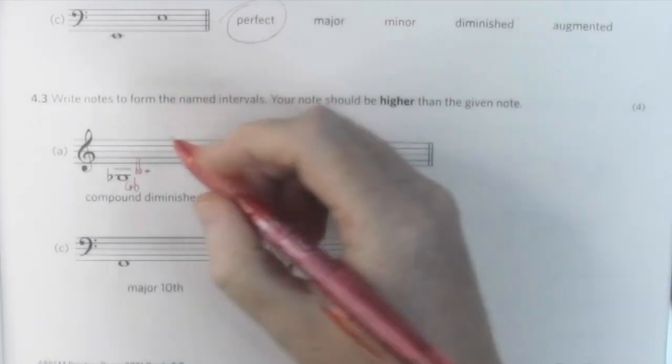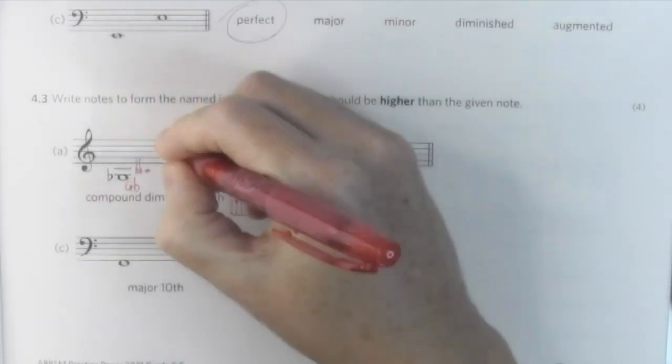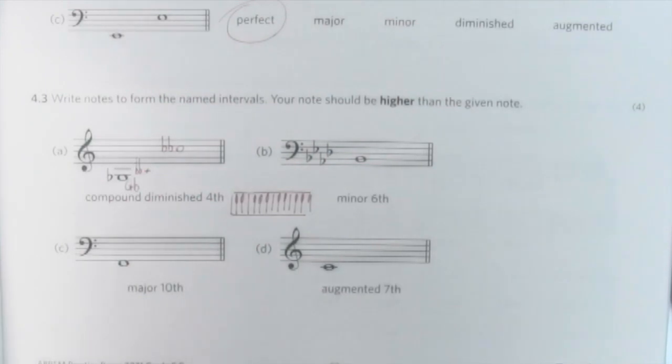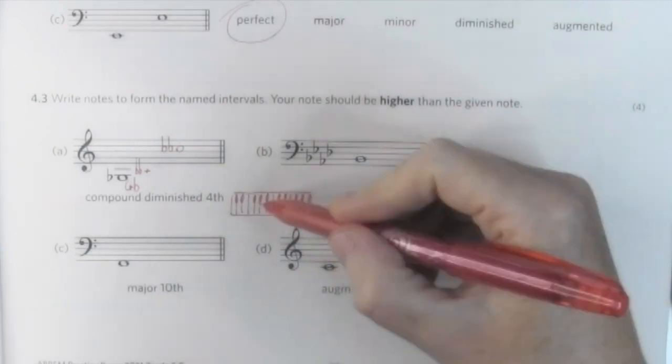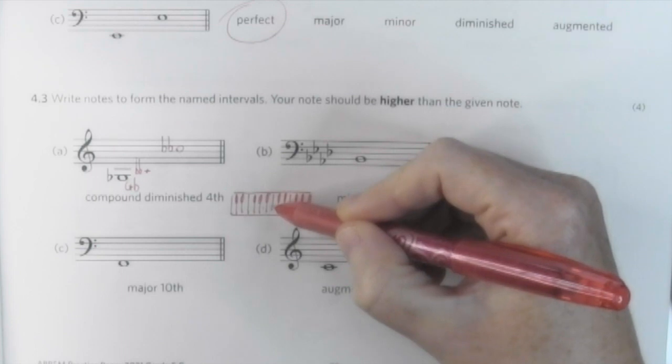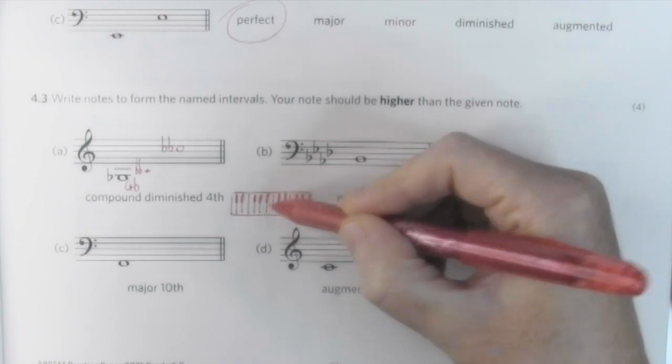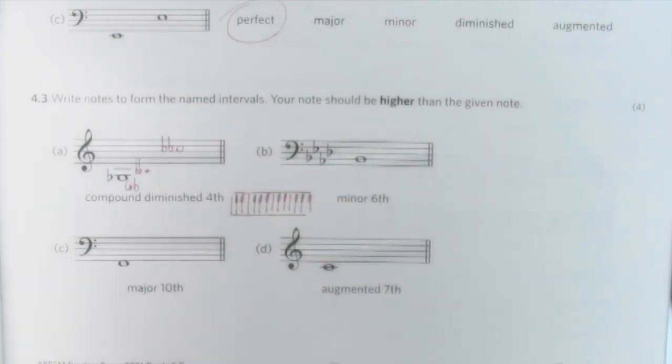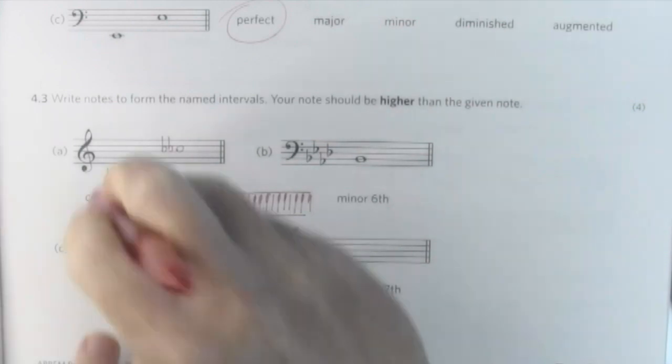Now we raise it up an octave and we find our note. Okay, so 1, 2.5, that's Do flat, perfect fourth, diminished fourth. Great. Next one.